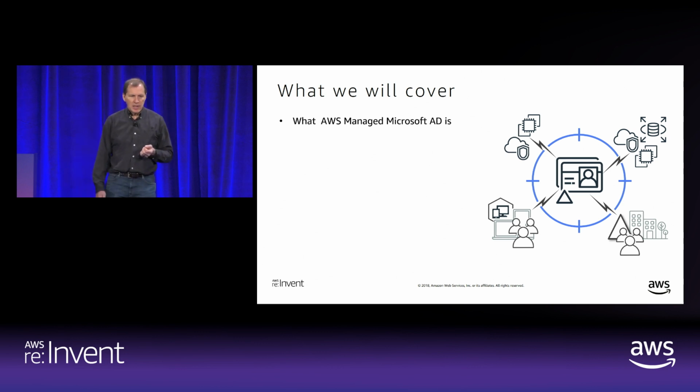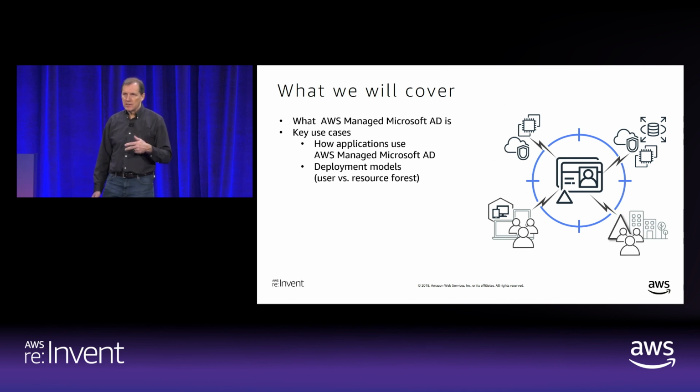We'll talk a little bit about the key use cases that exist for using managed AD. Now I'm going to use the term managed AD here rather than its formal product name. Product name is AWS Directory Service for Microsoft Active Directory. And I just don't like saying that many times.